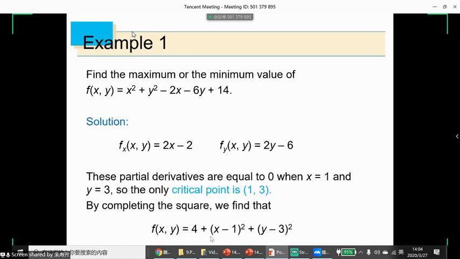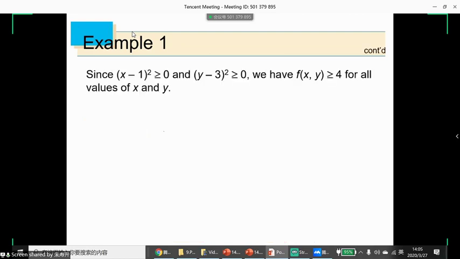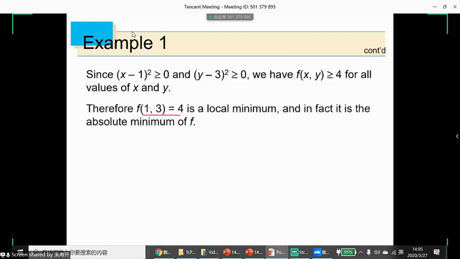Okay, we can see now, this function we can rewrite it like this one. So we can find this one is bigger than 4, because this one is positive and this one is positive. So it's bigger than 4. So we take this point in this to find it equals 4. So this point is an absolute minimum by this figure.